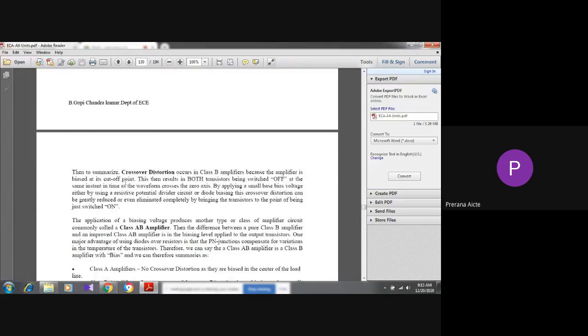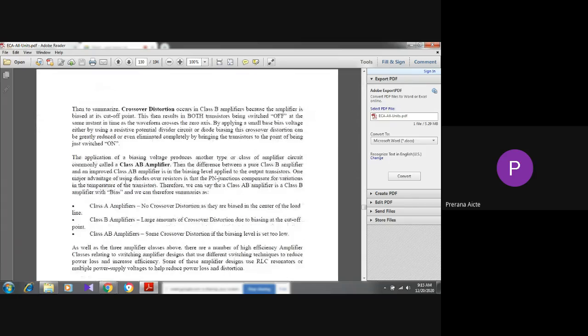Then to summarize crossover distortion: what happens if we bias at the cutoff point? This results in both transistors being switched off at the same instant in time, and the waveform crosses zero. By applying a small bias voltage using a resistor or diode biasing circuit, this crossover distortion can be greatly reduced or even eliminated completely by bringing the transistor to the point of being switched on. So this is the solution. So how do we remove this crossover distortion? These are the points.